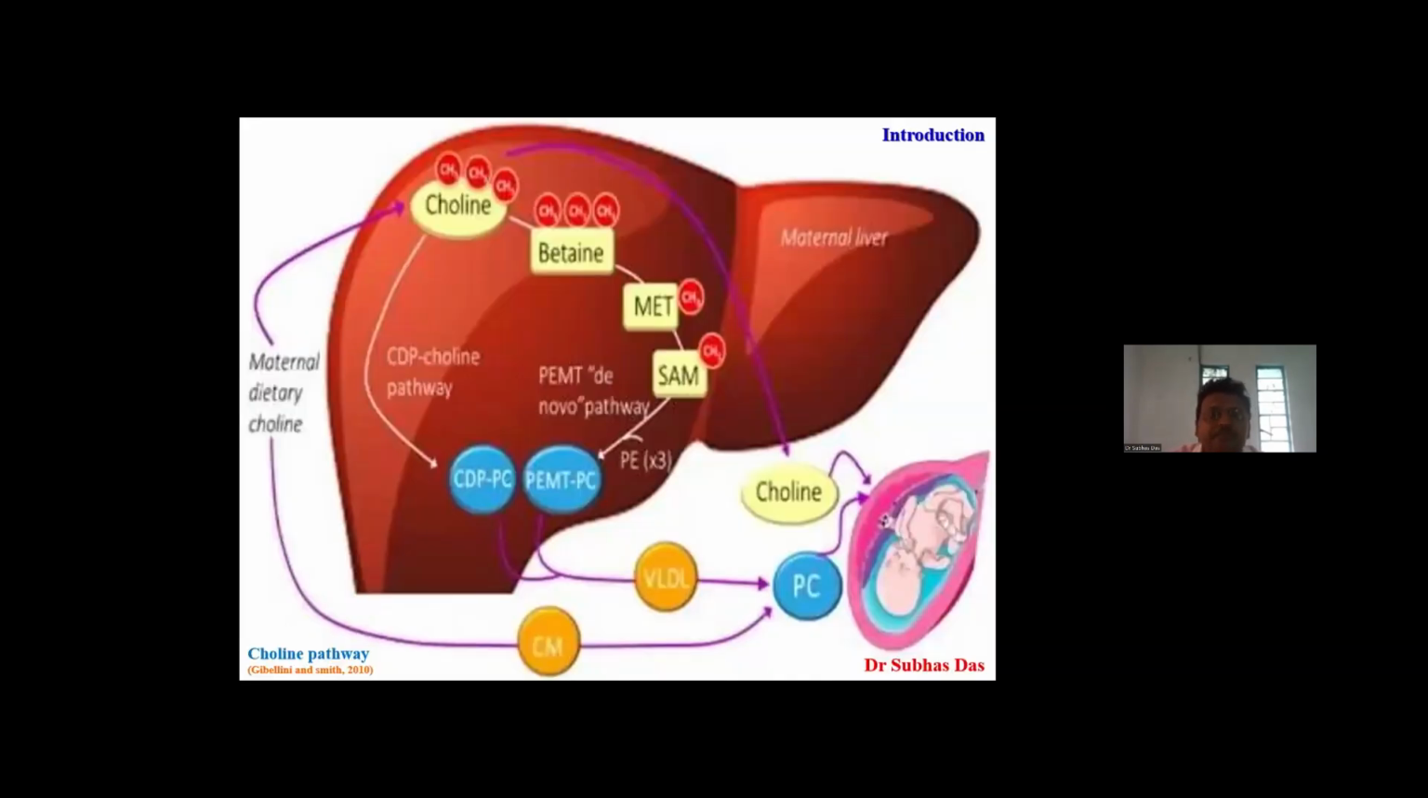So if you see the choline pathway, it occurs in the womb and also in the liver. This is the pathway: choline, then betaine, then methionine, then SAM, and then CDP choline, PEMT, PC choline, and directly it reduces VLDL, and it is directly connected in the womb also. So in the liver as well as the womb, they are proportionally related with each other.